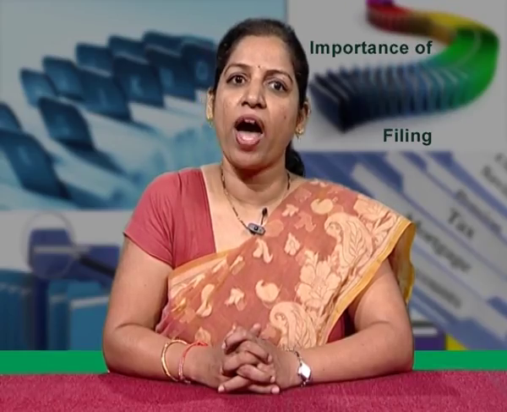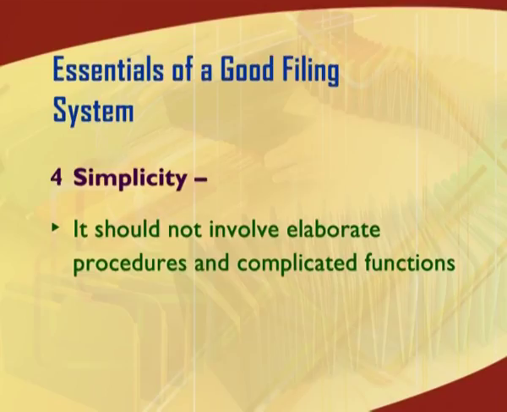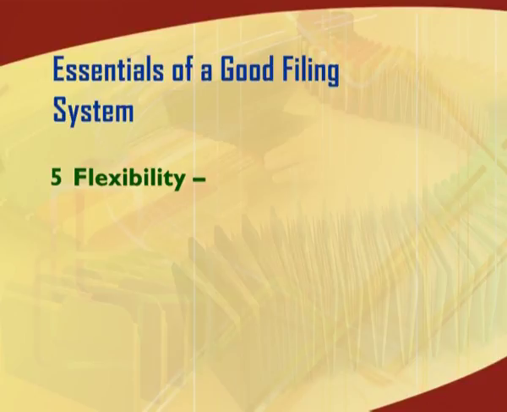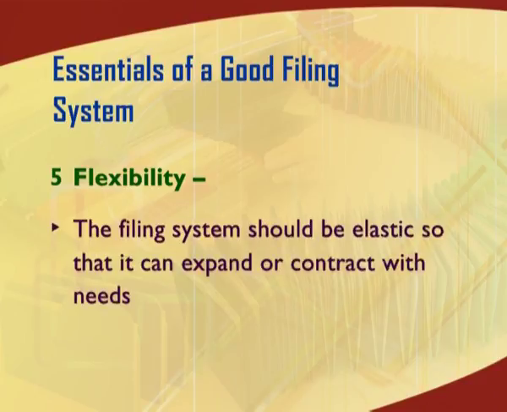Simplicity. The filing system should be simple to understand and operate. It should not involve elaborate procedures and complicated functions, but usefulness should not be sacrificed to simplicity. Therefore, any filing system which is simple and serves its purpose is the best. Flexibility. The filing system which is adopted should be elastic so that it can expand or contract with needs.